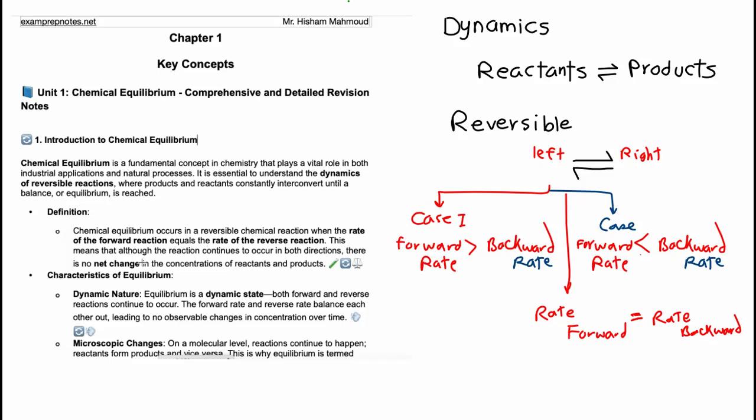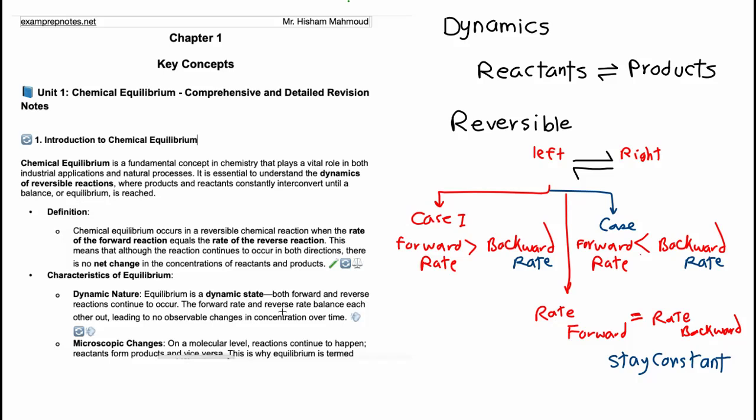This means that although the reaction continues to occur in both directions, there is no change in the concentration of the reactants and products. So the concentration of reactants and the concentration of products will stay constant. Take care, don't say equal. It's not equal, it's constant.